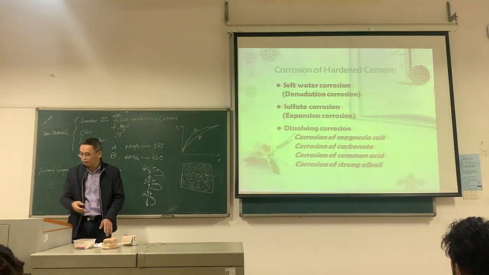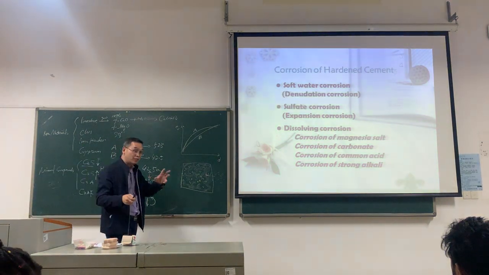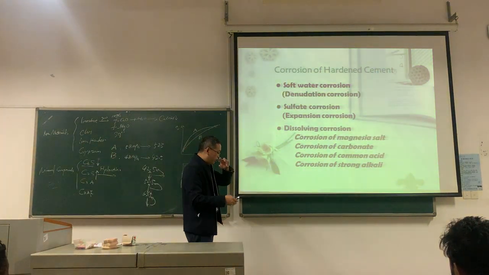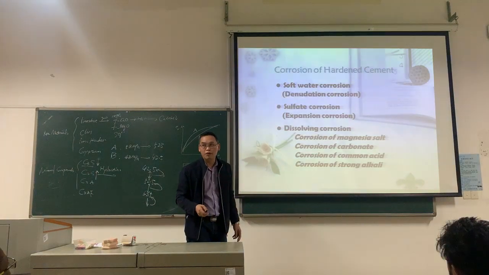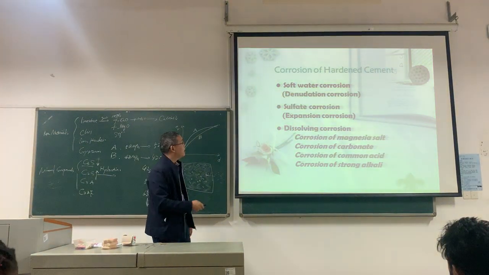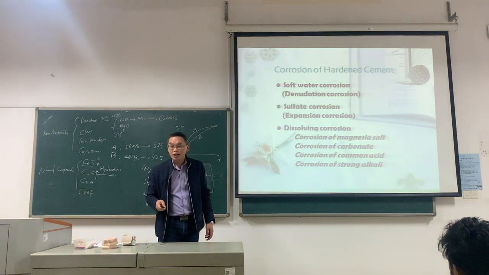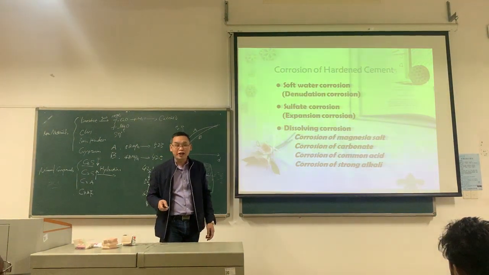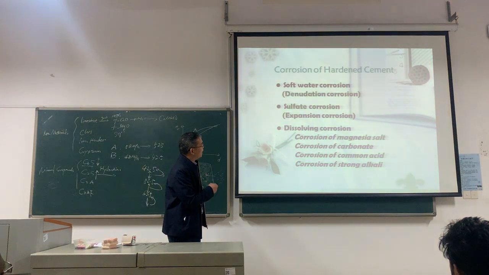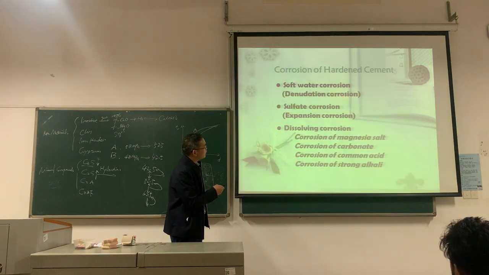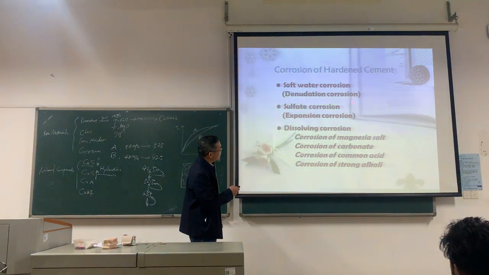Damage of the structure. There are three kinds of corrosion for the cement paste. The first one is the soft water corrosion. Soft water, what is soft water? And denudation corrosion, what is called denudation corrosion?